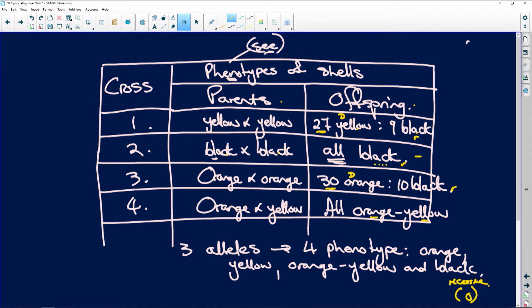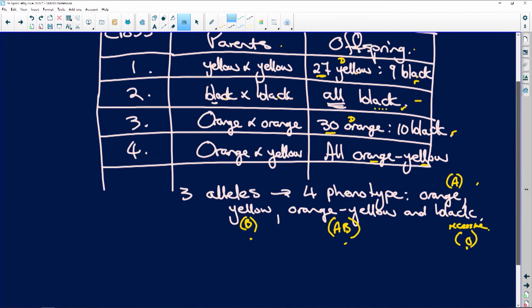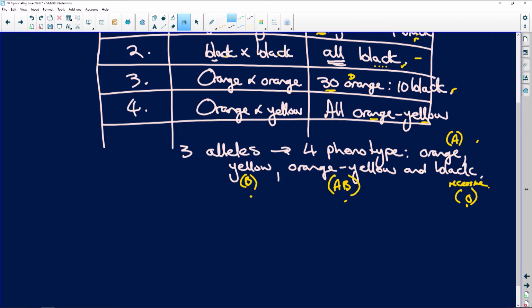This is the same as our blood group AB. Let's say that one's blood group A and this one is blood group B. So it's the same as our blood groups. It's the same process. So our first question, what kind of dominance do we see? It is codominance.